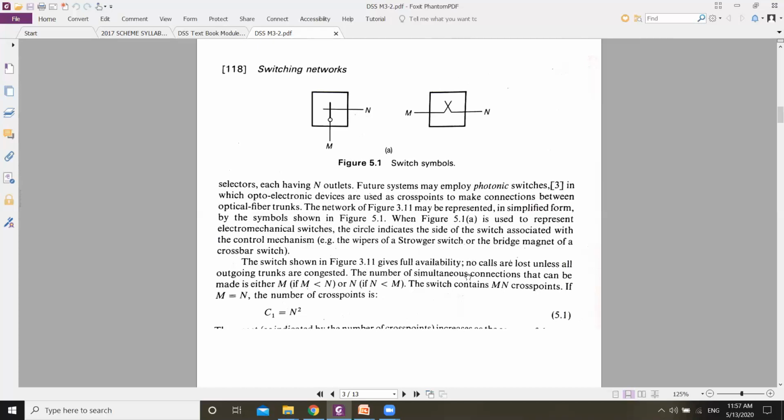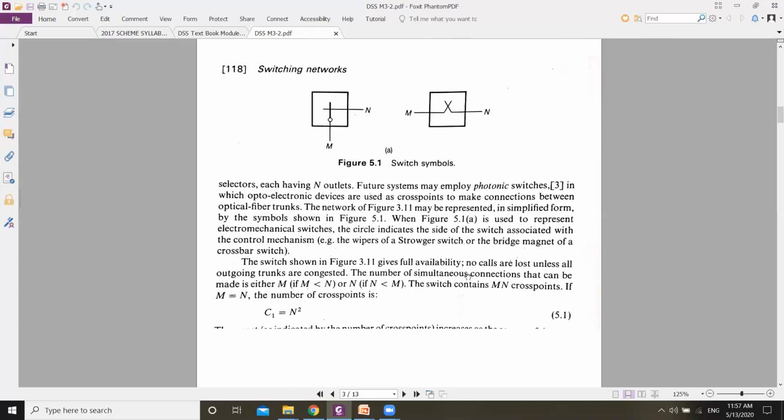The number of simultaneous connections that can be made to the system is either M or N. The switch contains M into N. If the number of inlets is M and outlets is N, then the number of switches will be M multiplied by N. That is what he is saying.